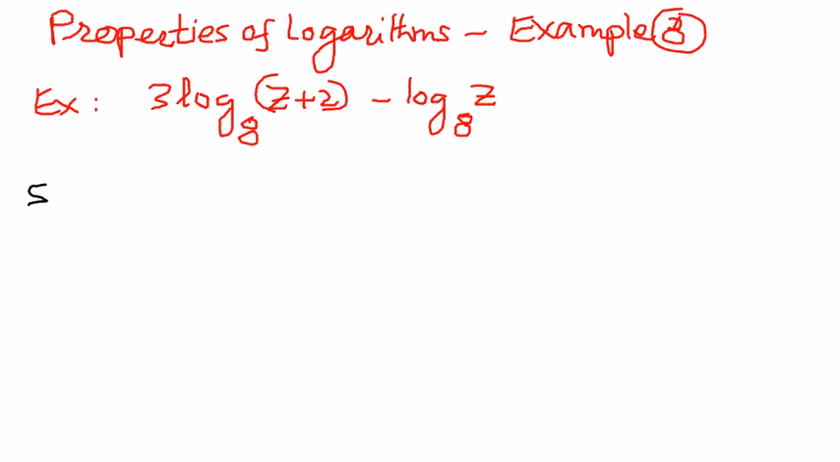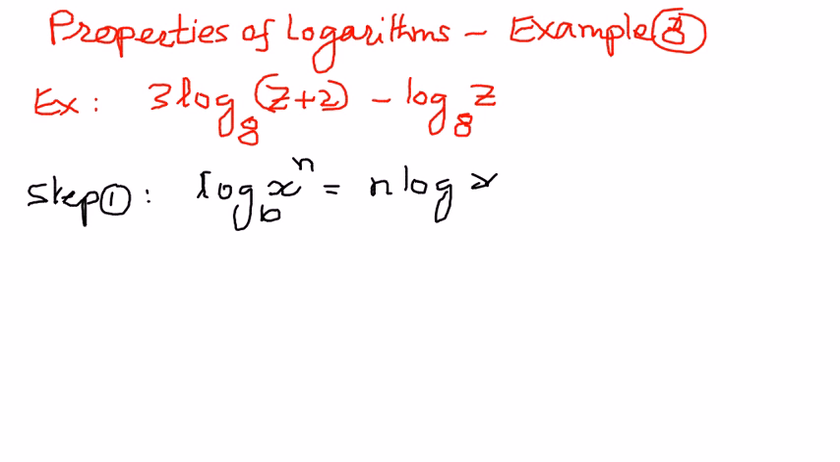Okay, step number 1, we know the power rule. The power rule is telling us that if we have log x to the power of n to the base b, we can write this one as n log x to the base b. If we have log x to the power of n to the base b, we can expand it this way. But if we have something in this format, n log x to the base b, we can also write it out in this manner, right? So therefore, the one which we have, we'll go one step at a time.